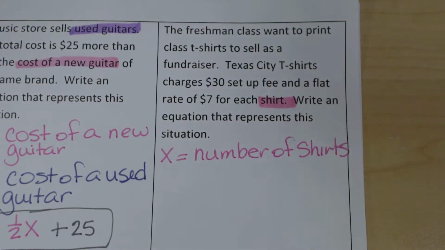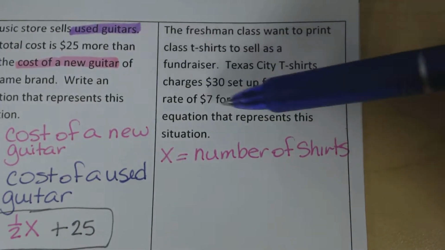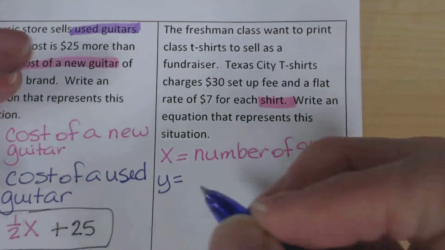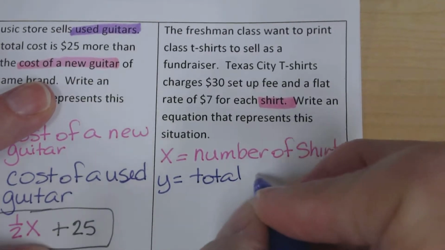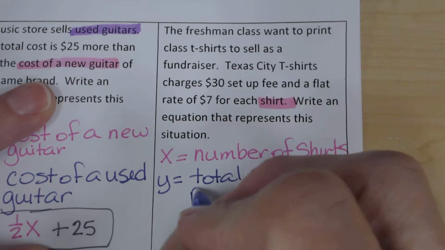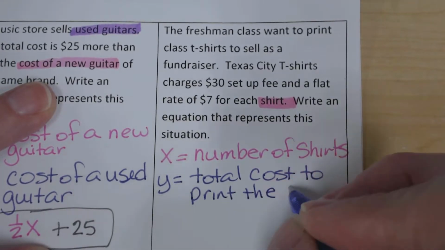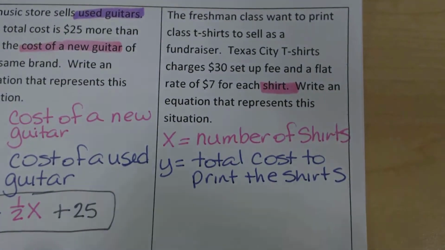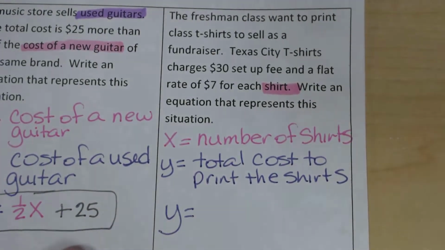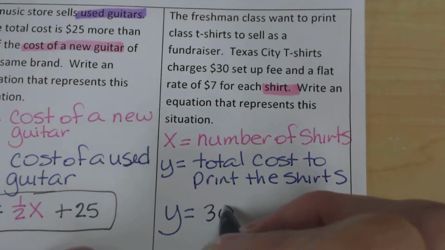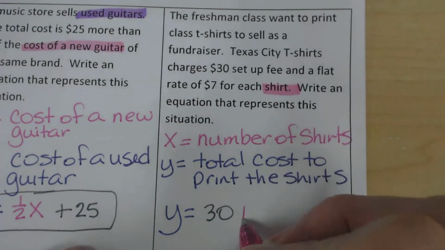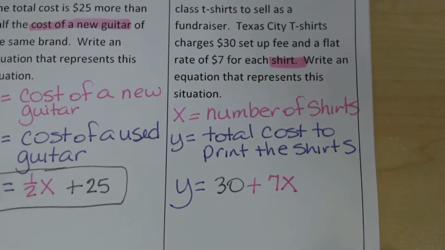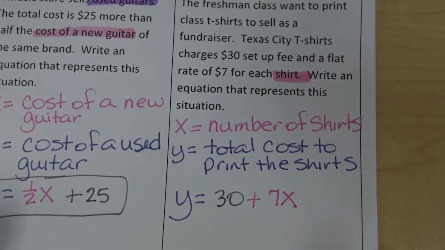And then we have to figure out what Y equals. Well, since they're talking about the cost for each shirt and the cost of the setup fee, Y is going to equal the total cost to print the shirts. So for our equation, the total cost to print the shirts is going to be a $30 setup fee plus a rate of $7 per shirt. So we get 30 plus 7x. Y equals 30 plus 7x.